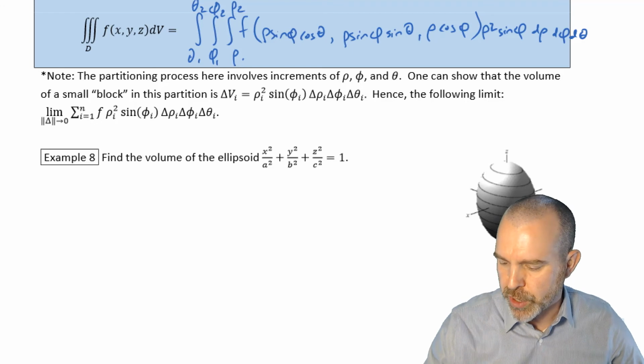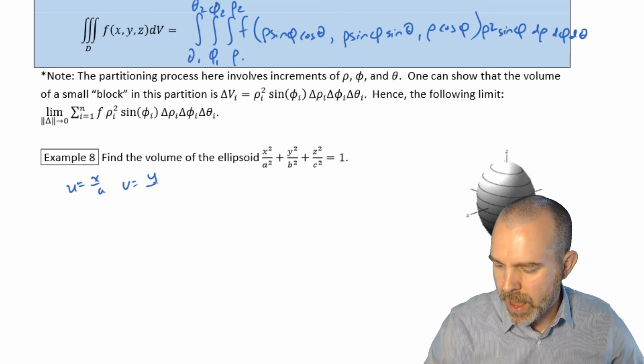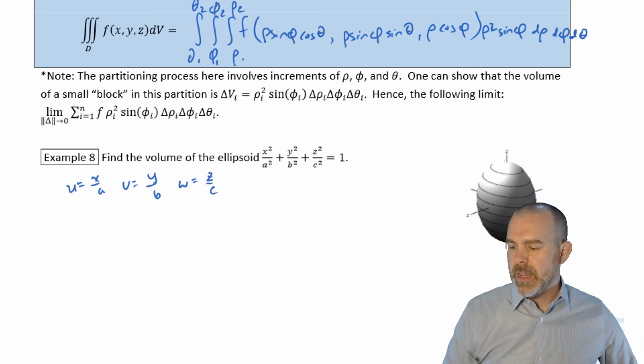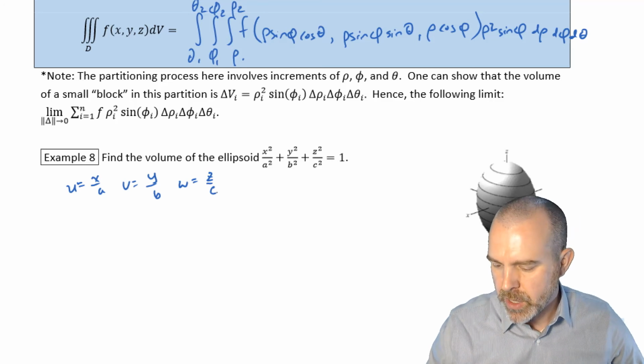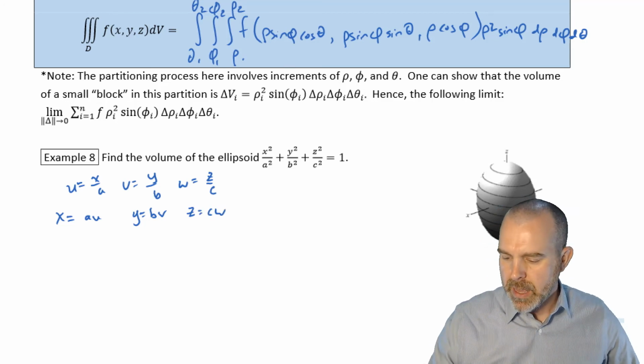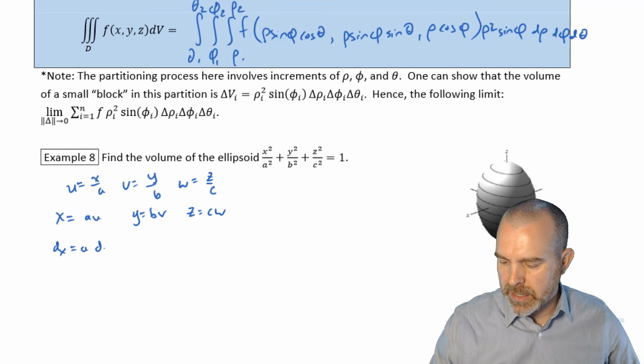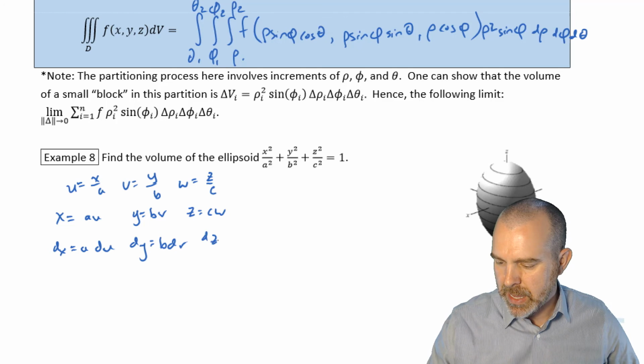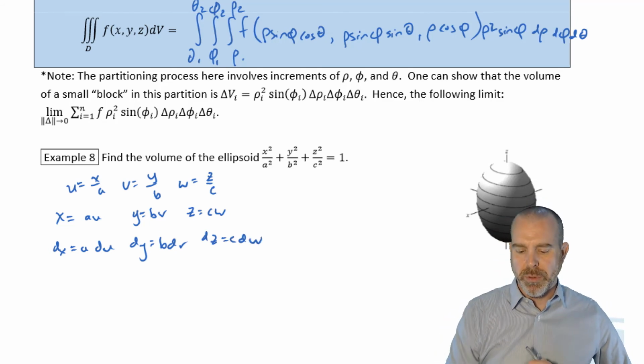However, we're going to do a little substitution. We're going to do u equals x over a, v equals y over b, and w equals z over c. And you can see why we would choose those. x is then a times u, y is equal to b times v, and z is equal to c times w. And so then dx is a du, dy is b dv, and dz is c dw. Doing like a triple substitution.